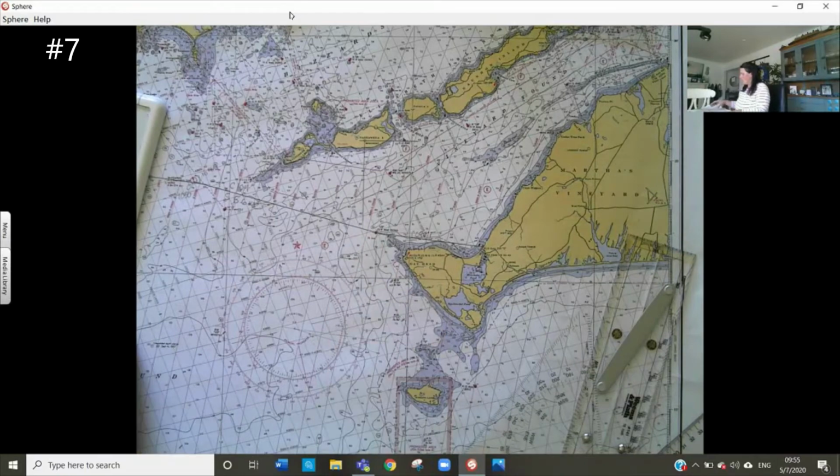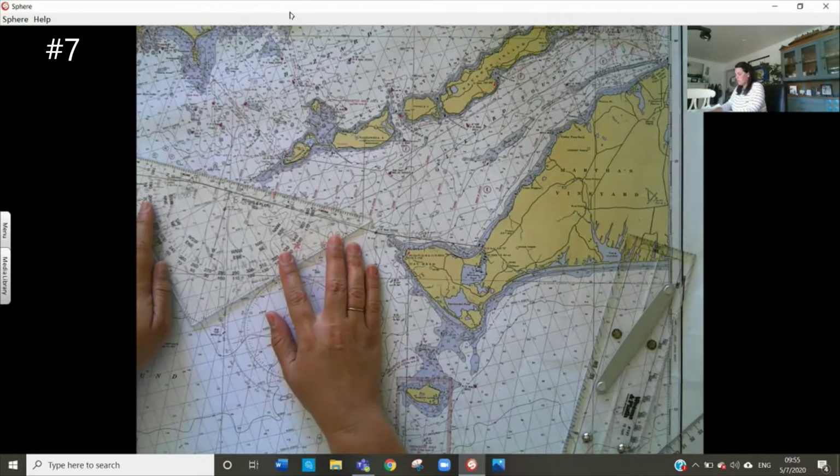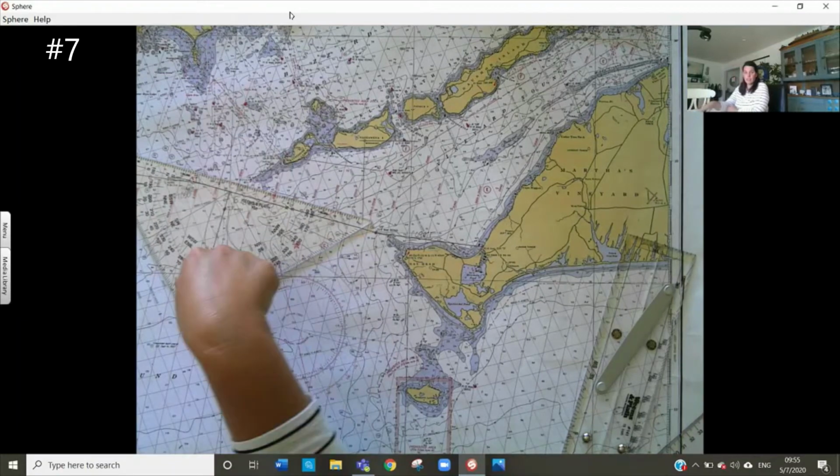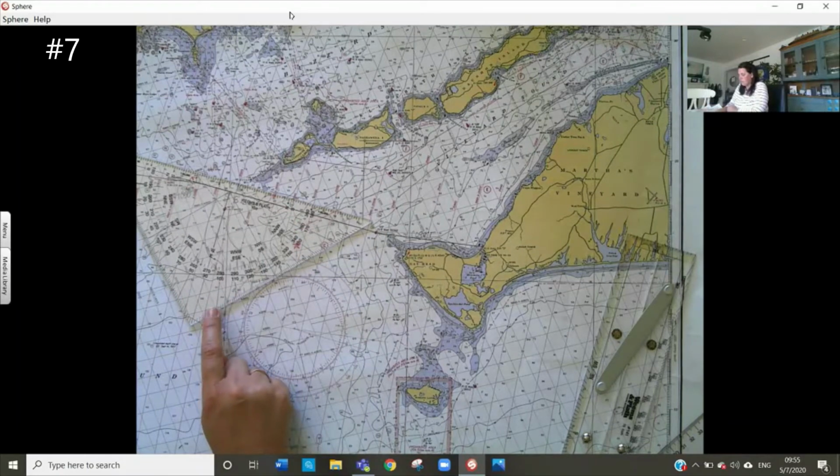And the first step was to calculate our course. So once we draw our line, we can use our triangle and line it up on a meridian and the long side of the triangle on the line in question. And we have, here's 100, here's 110, and it's just shy of 105. So we have 104 as our course.